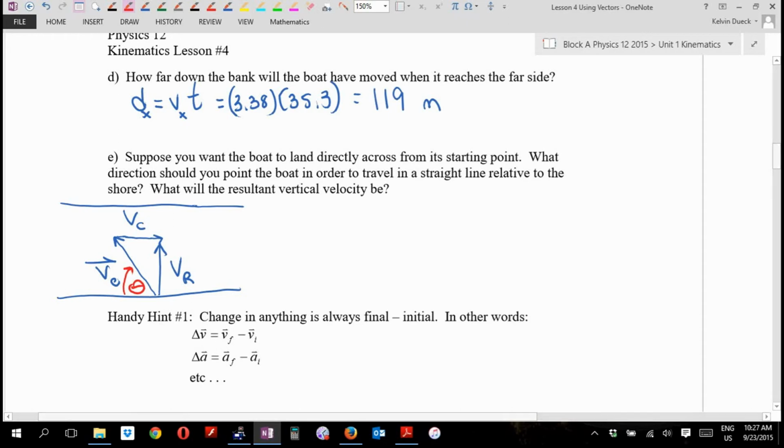Problem. That angle's not in my triangle. But wait a minute. Zorro comes to the rescue again. There is a Z, which means that angle and this angle are the same. If that's the angle, what's VR, opposite, adjacent, or hypotenuse? What's VC, adjacent or hypotenuse? What's VE? Let me make that a better E because it looks kind of like a C. What's V engine?